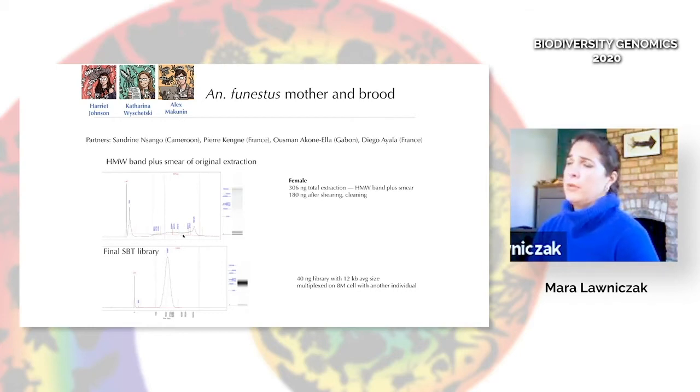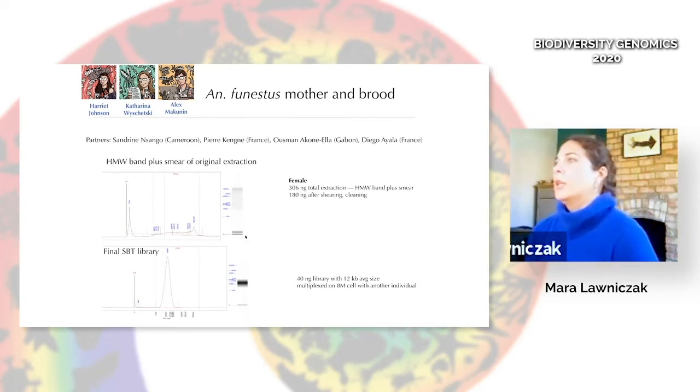We extracted them using our high molecular weight extraction protocol. And this is the kind of pattern that we would see from these mosquitoes, where we've got some decent high molecular weight DNA there. And from this particular female, we had 306 nanograms from the extraction. And we called that a high molecular weight band plus a smear.